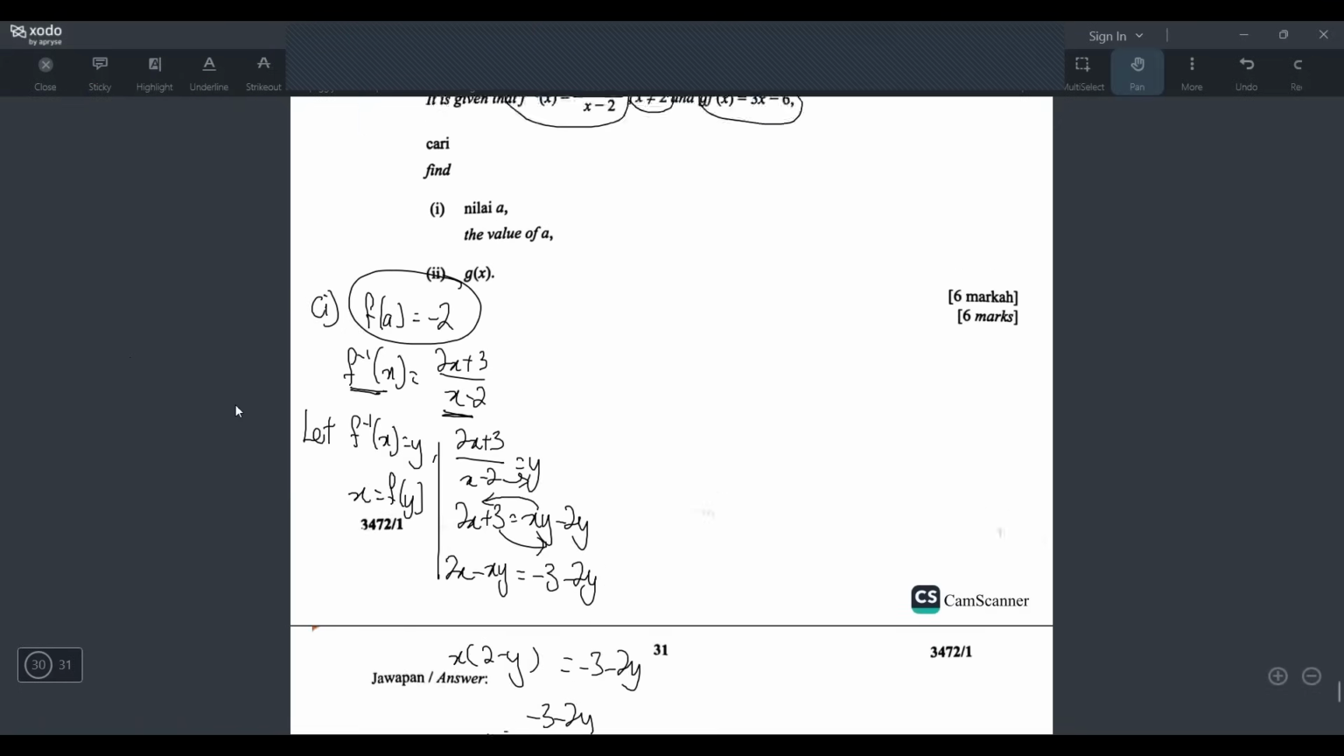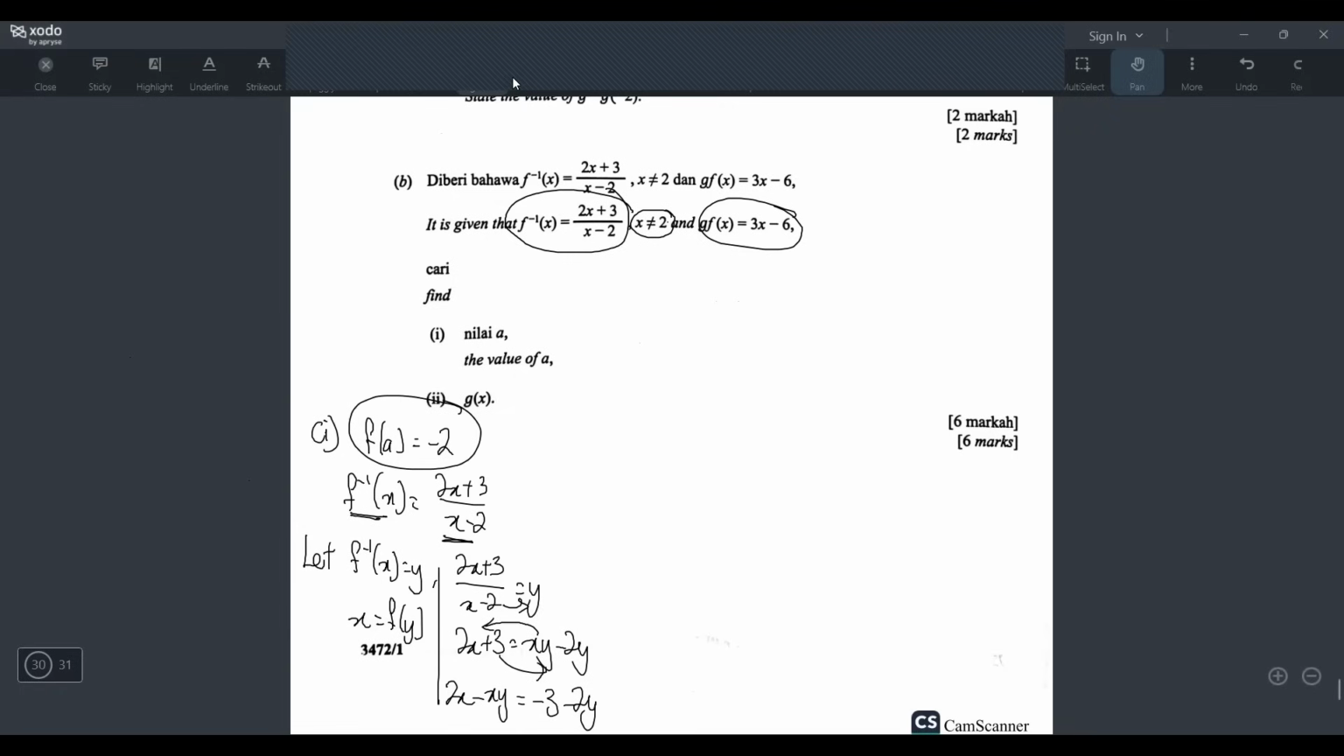Okay. All right. Now we can do soalan number 2. Number 2 wants you to find gx. So definitely we have to use this other information. So we already know g big bracket fx equals 3x minus 6. Okay. I always prefer to write the big bracket because I want to remind myself. I also want to remind my students to buat dalam dulu.